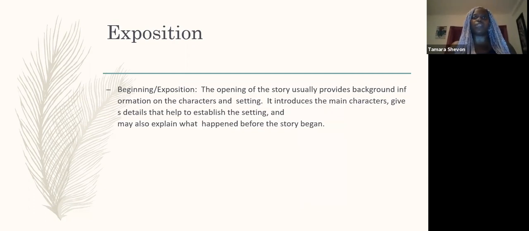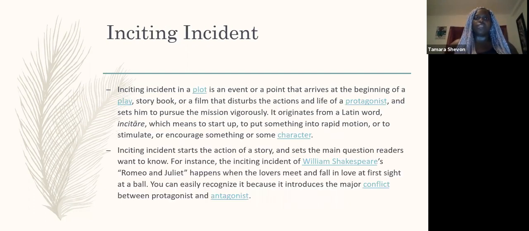So the beginning, or the exposition, the opening of the story, usually provides background information on the characters and setting. It introduces the main characters, gives details that help establish the setting, and may also explain what happened before the story began. Then you have the inciting incident. The inciting incident starts the action of a story and sets the main questions the readers want to know.